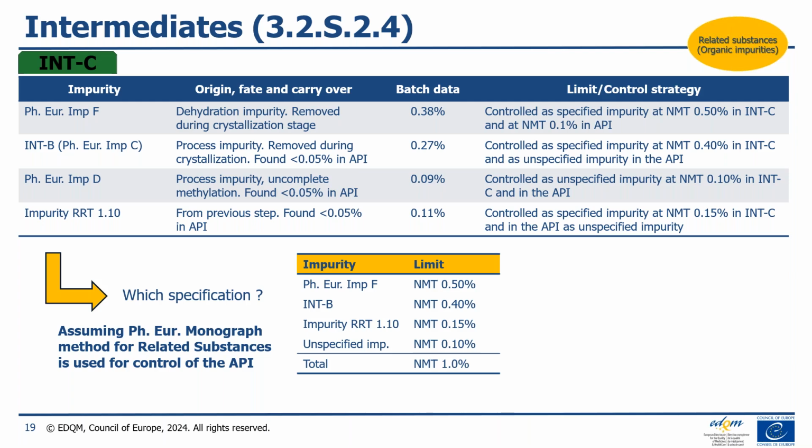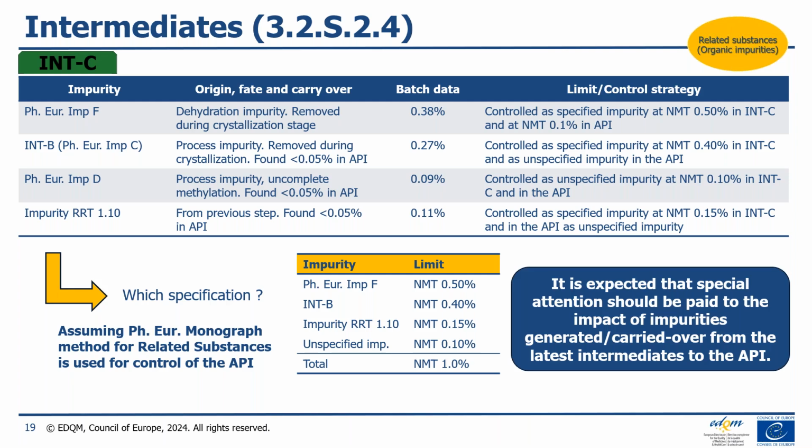This is assuming, of course, that you are using the same method for the monograph to control the intermediate C and the API. So the specification can be set like proposed here, and it is expected that a special attention should be paid to the impact of the impurity generated or carried over from the latest intermediate to the API. And this is very important.